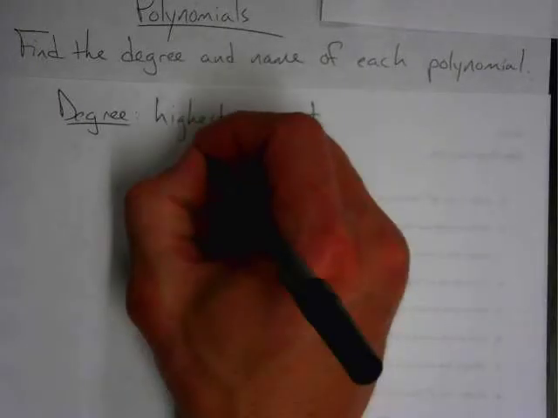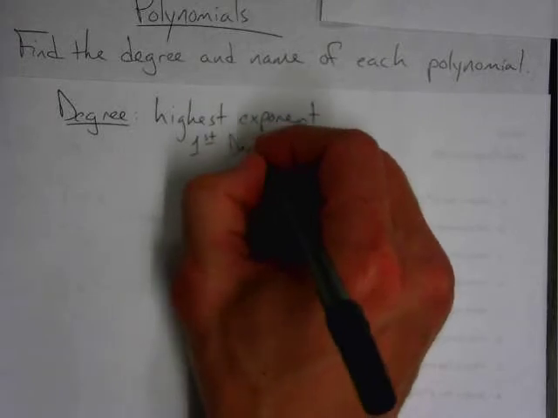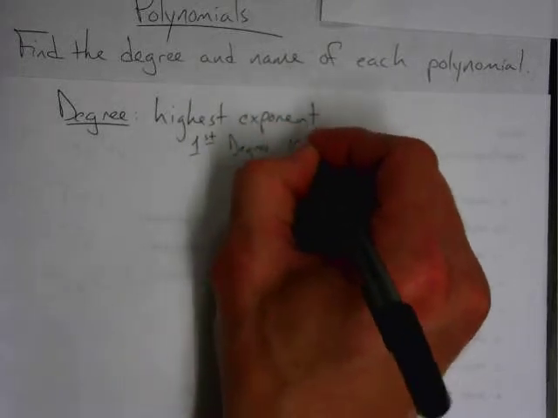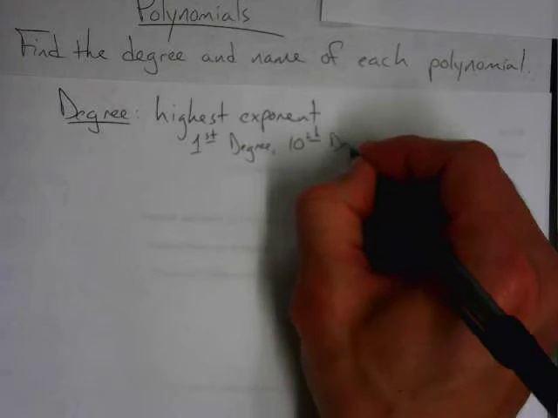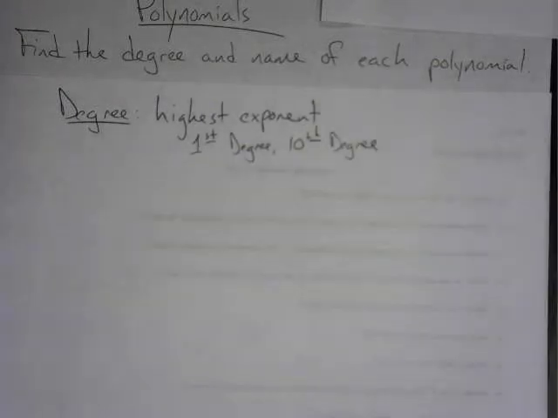So you can have something like a first degree or a 10th degree or whatever, because it all depends on whatever the highest exponent of that polynomial is. That's the degree of that polynomial. So degree, pretty straightforward, right? So that's the easy part. Find the degree of each polynomial.